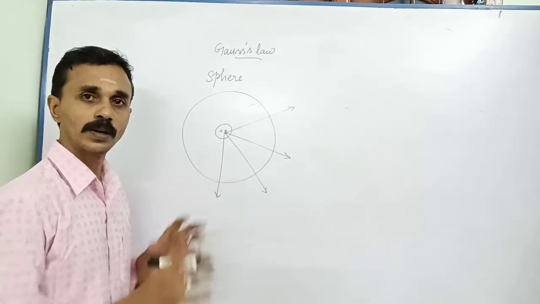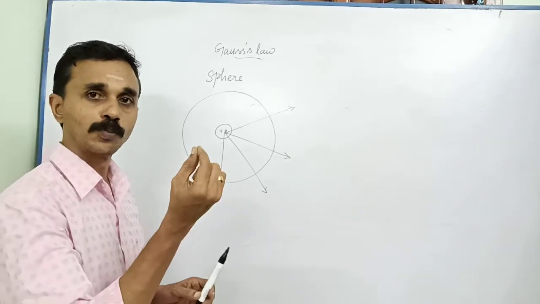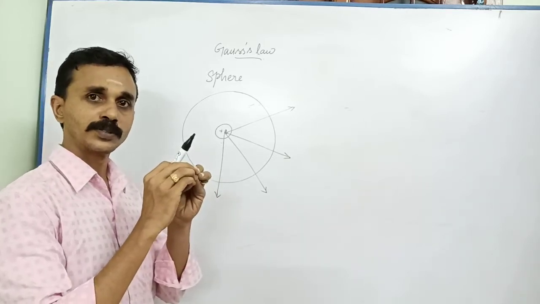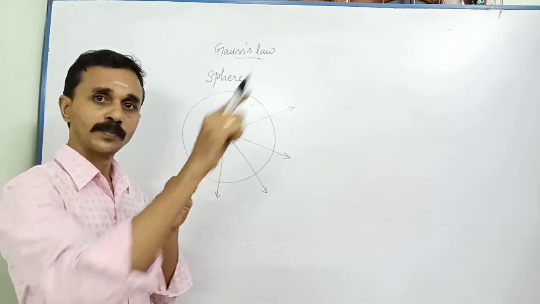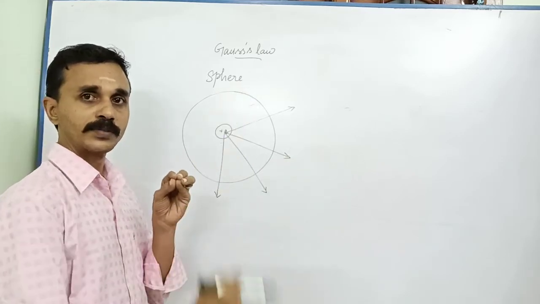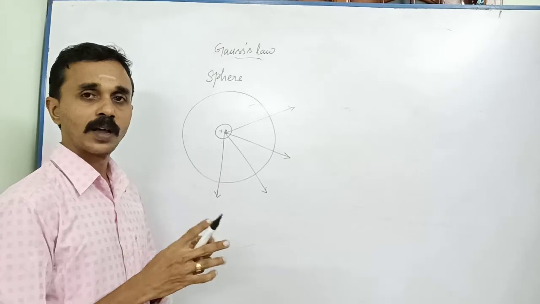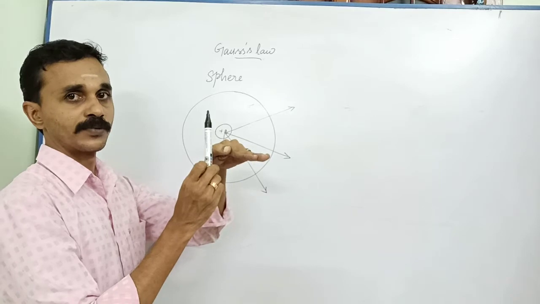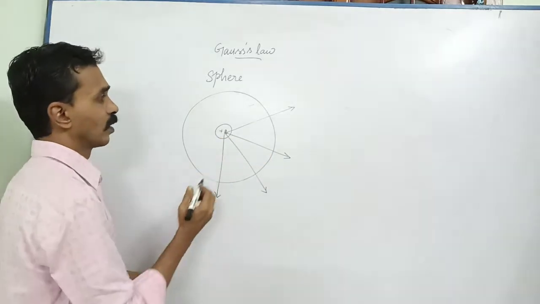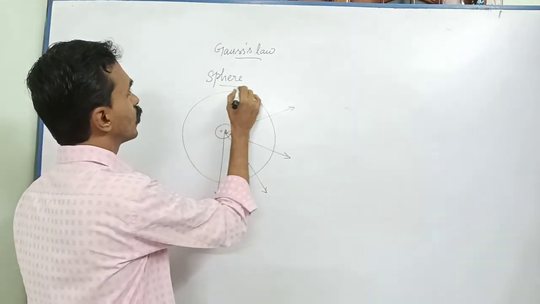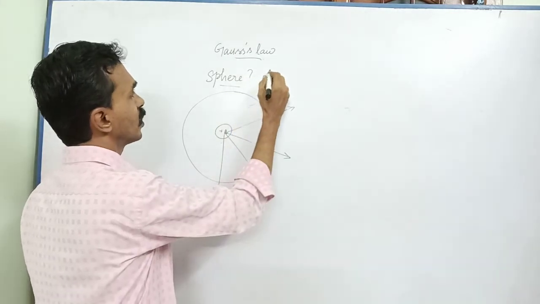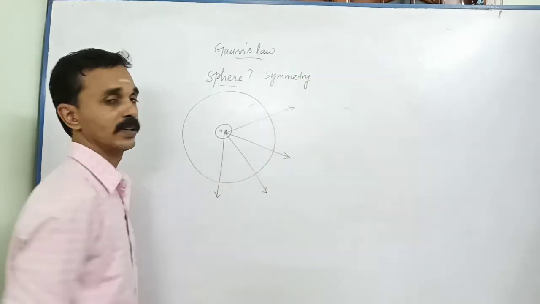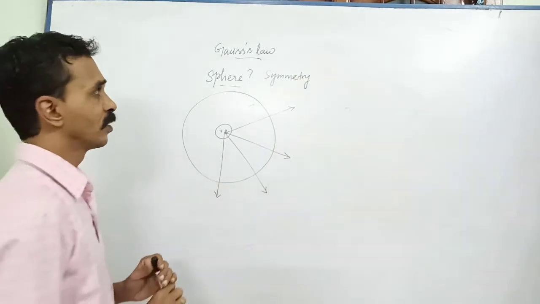Suppose you consider a football, and in the center of the football you have a positive charge. From the center, the electric field lines will act radially away from the charge, and when passing through the surface, they are always normal to the surface. Okay, why do we have to consider the sphere? A sphere has symmetry. Spherical symmetry is considered here.